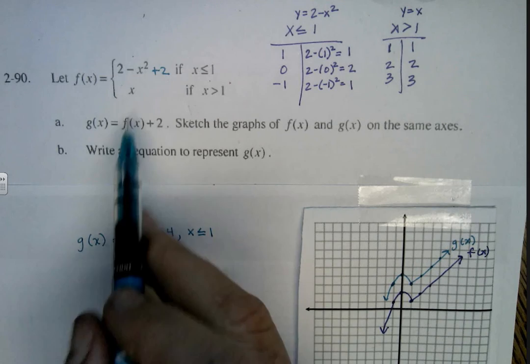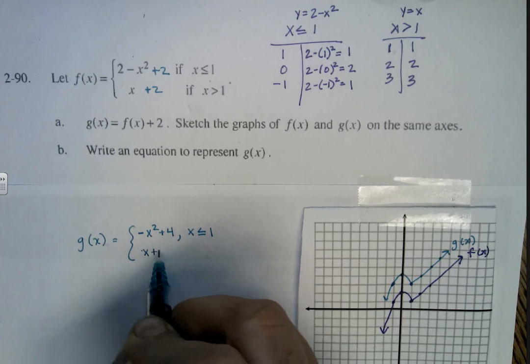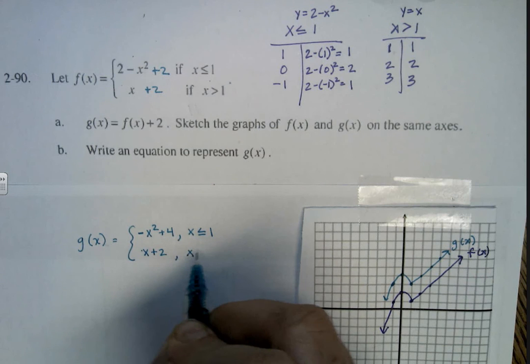And so here's our original function, and I want to add 2 to it. So I just simply have x plus 2 for x is greater than 1.